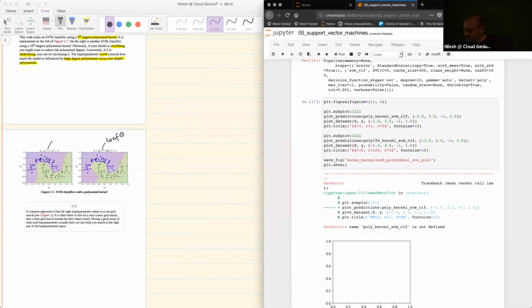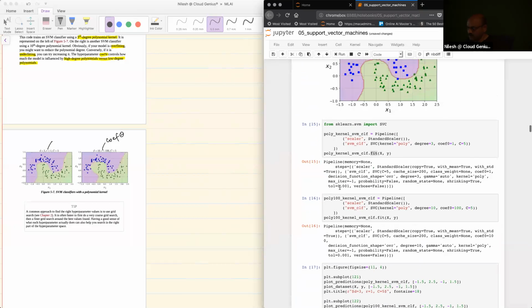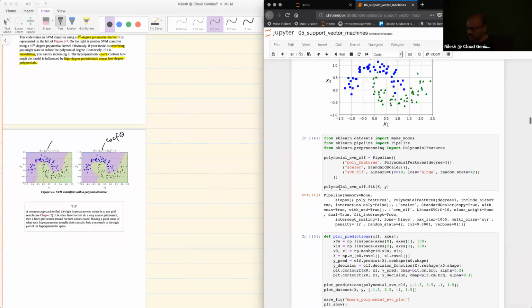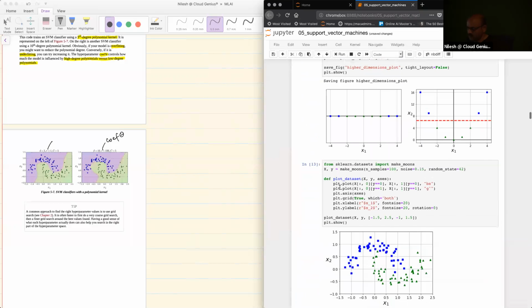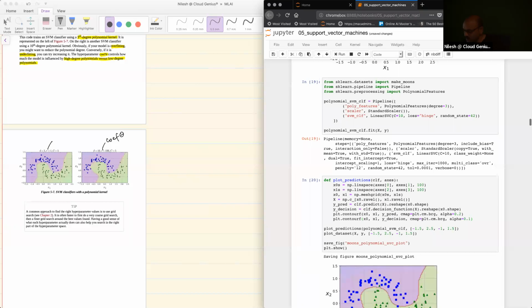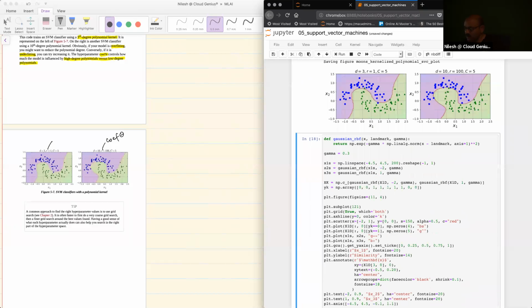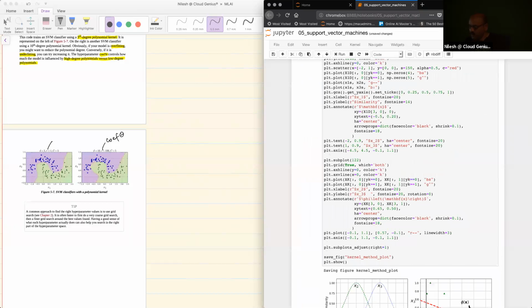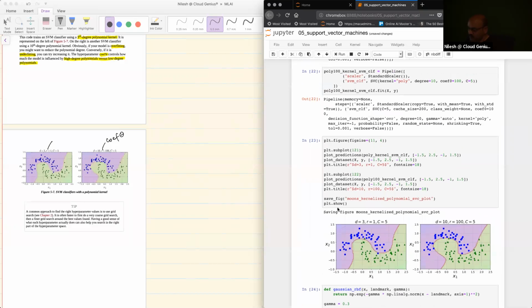Something was missed. Okay, what was missed? I think I skipped something. Let's go back. Go back here. Moon data set. Okay, let's run these. So the Moon data set is imported, predictions plotted, polynomial kernel run, and there it is. So yes, we have the output now. Let's go back to the output and look at the picture here.